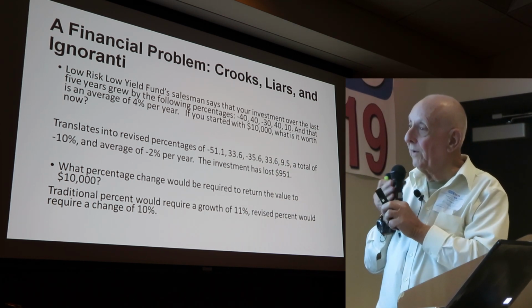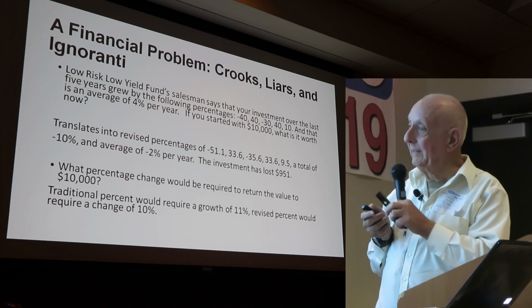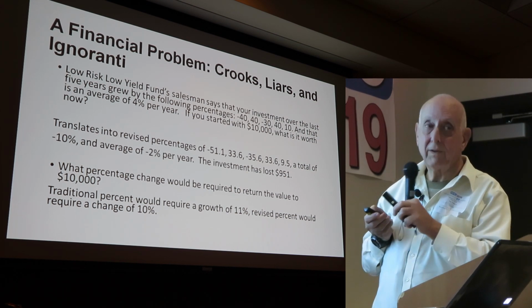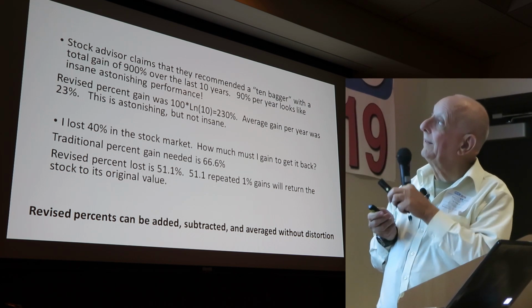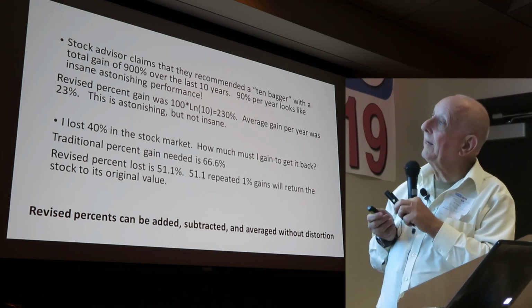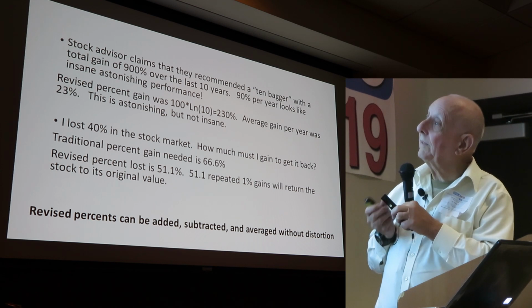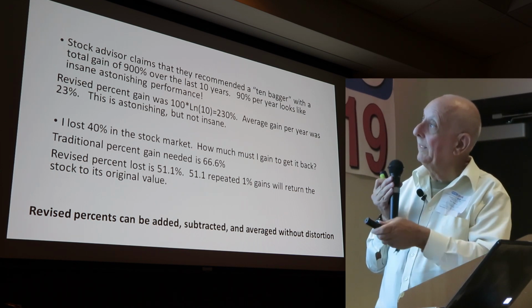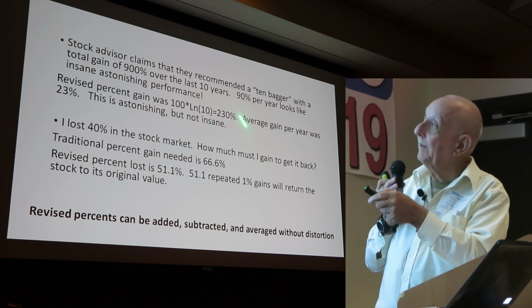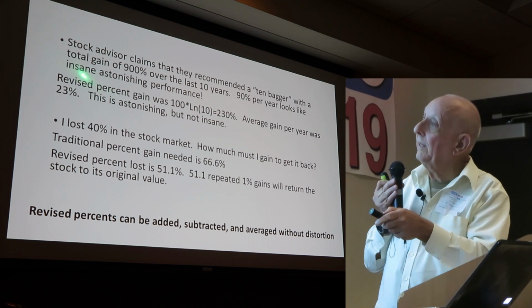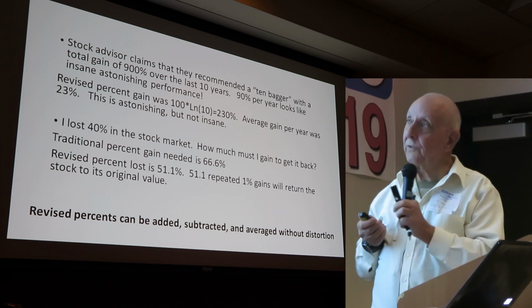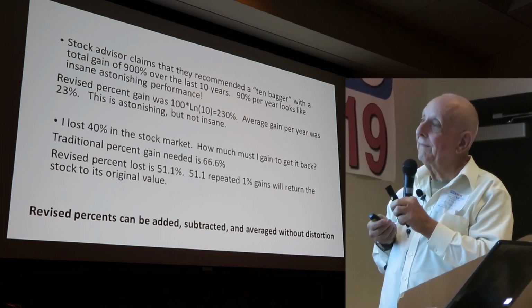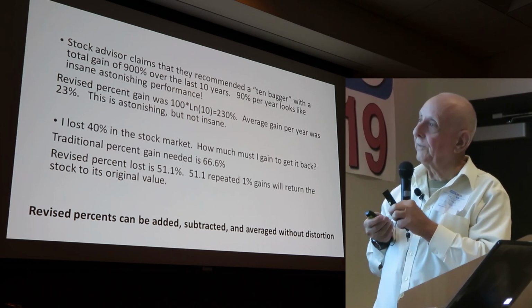So it requires a growth that's different from the decline. And here, the 10-bagger, that's 90% a year. But if you look at what the actual percentage gain is, it's actually 100 times the log of 10. That's 23% a year. That's really astonishing, but not totally insane. You should be so lucky to find such a thing.